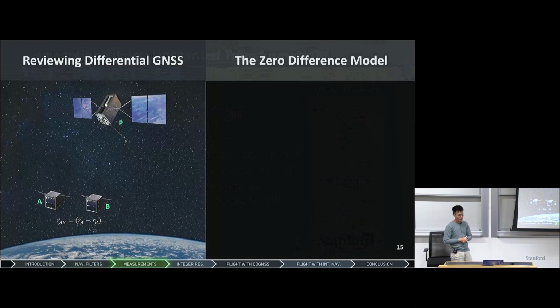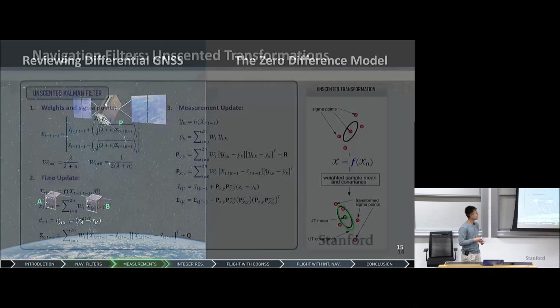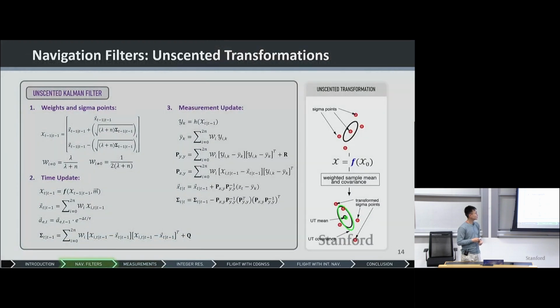So let's review differential GNSS. We've talked about the Kalman filter time update. Hi, Emily. Yes. Do you ever do a case where you do one part of your Kalman filter with the EKF method, say your predict step with the EKF, linearized state transition matrix and so forth, and then the measurement update, for instance, with the UKF? Is that sort of a kosher thing to do?